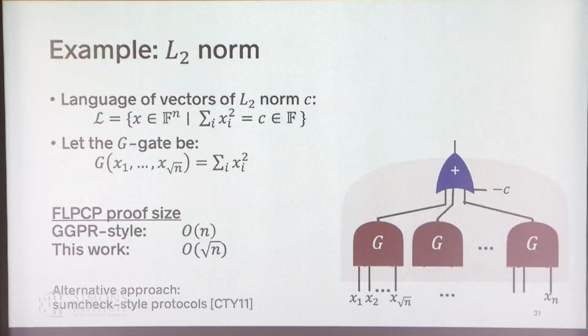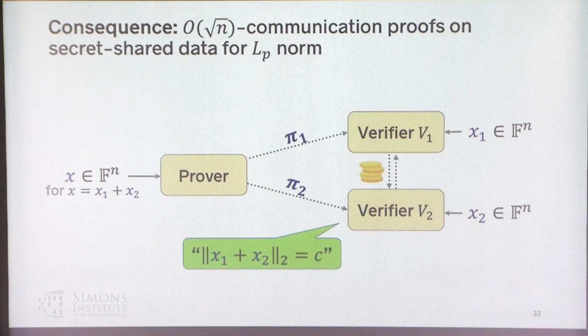So it's just one toy example you can think about: a circuit for testing whether a vector has a particular L2 norm. And this has a lot of structure, and so you can get, say, a square root size proof. And as a result, you get a square root size or square root communication protocol.